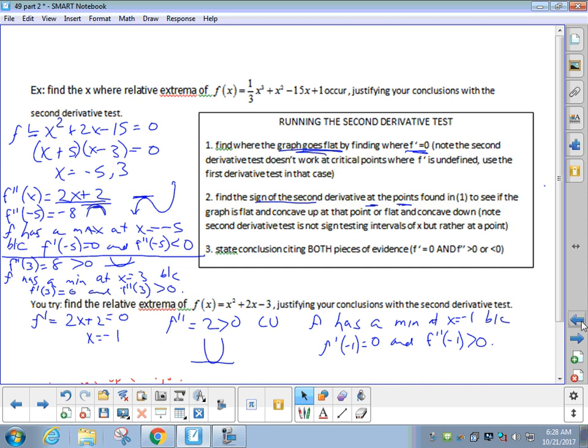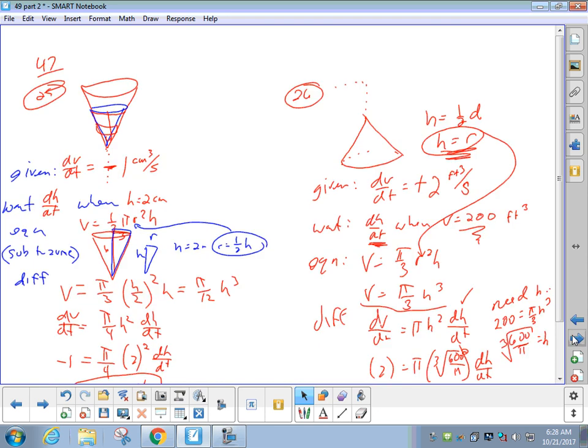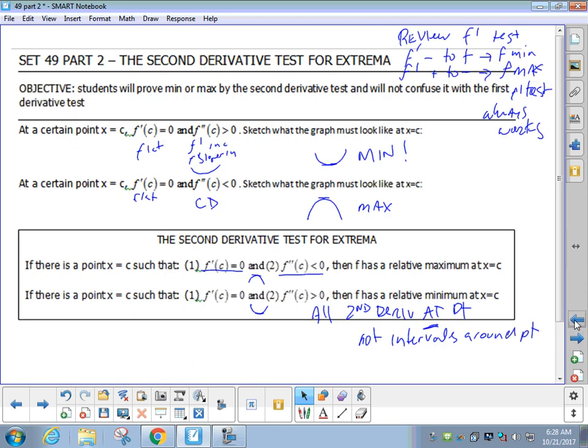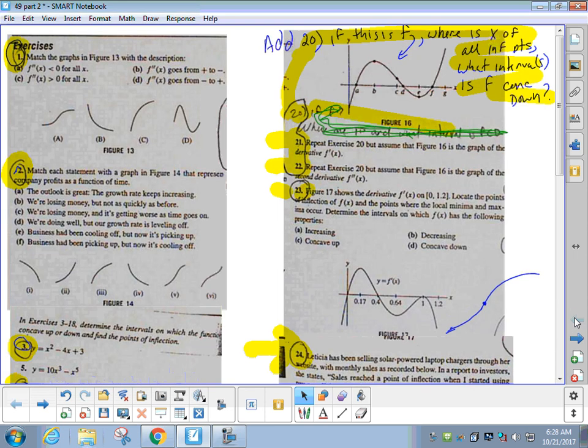With that, then, you should be able to prove mins and maxes with two different methods, first or second derivative test. I will go back and cite one piece of, oops, where is it?